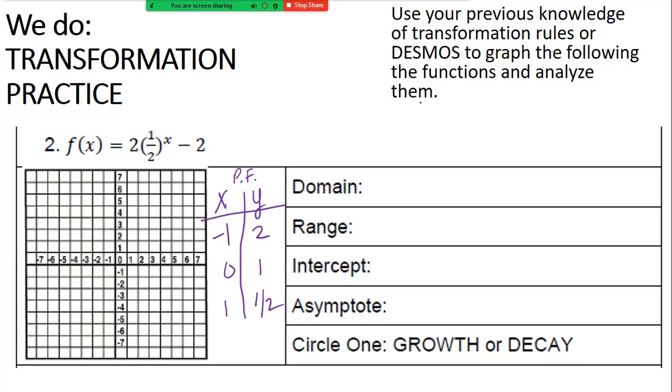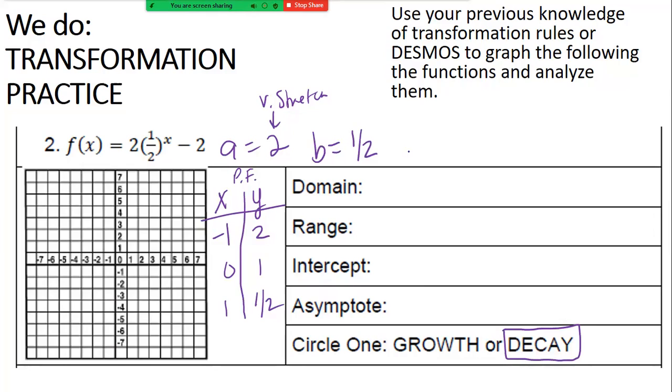All right, so we're going to go through it. So your A equals 2, yes? So you know you had a vertical stretch. Your B equaled 1/2. So what does the B tell you? It's between 0 and 1. So what does my B tell me? I have a decay, right? You guys say it louder. I heard you. I wanted you to say it with some confidence.